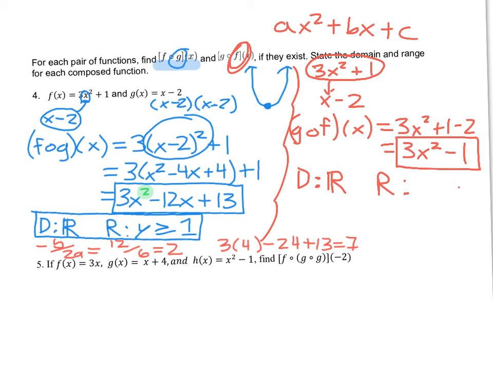So if you plug in 0, you get negative 1. So we know the vertex is 0, negative 1. For the range, all we care about is the y. And we know this one also opens up. So it's going to be y is greater than or equal to negative 1.